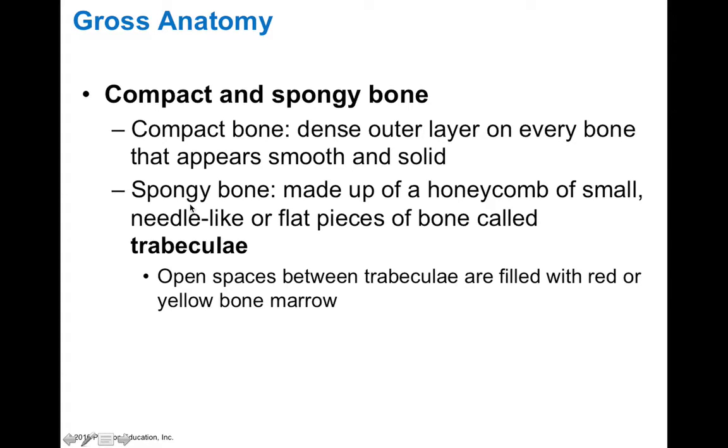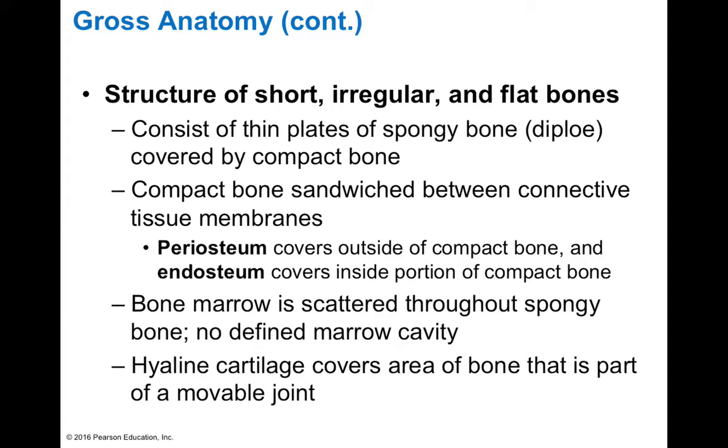And deeper in bones, you're going to find spongy bone, which is made of more of a honeycomb of small, needle-like, flat pieces of bone called trabeculae. And these actually have open spaces that are filled with marrow, either red or yellow marrow. But spongy bone is kind of a lighter material that fills in bones and helps to make your bones lighter, and also helps to resist tension in those bones as well.